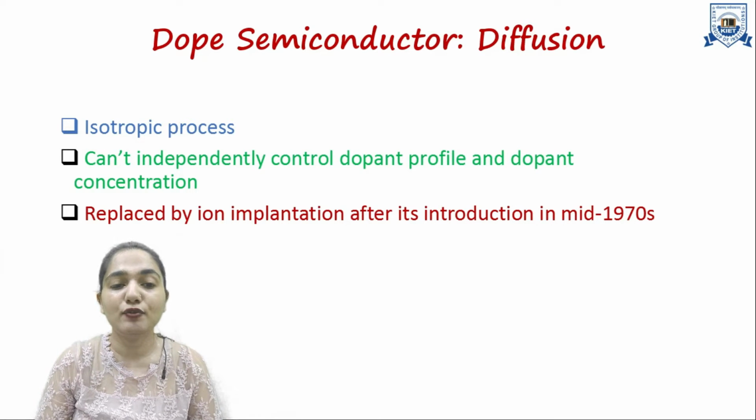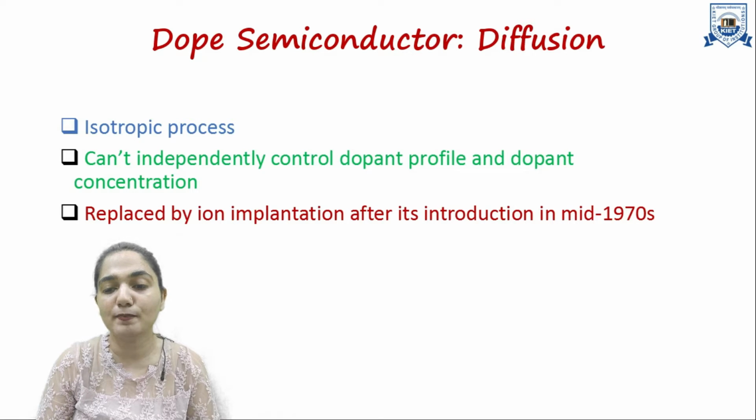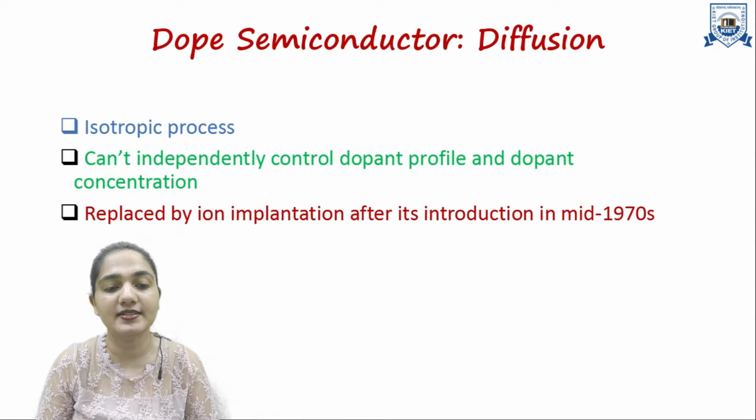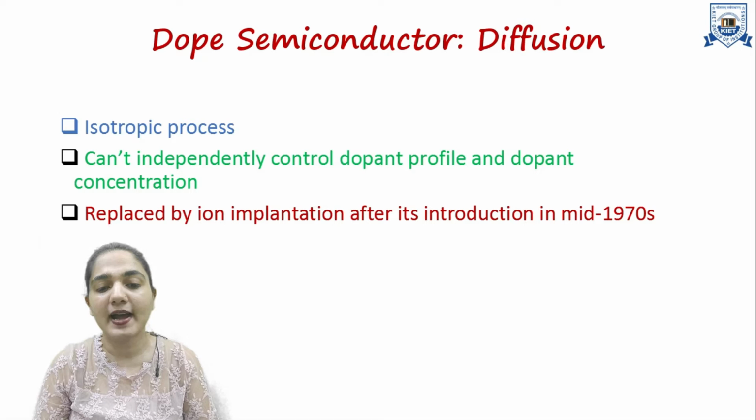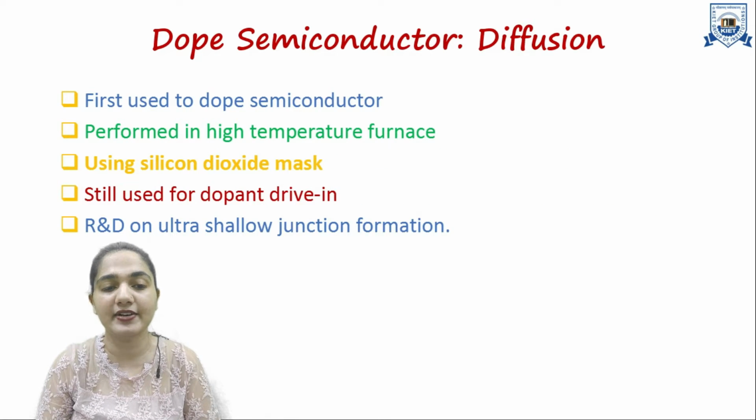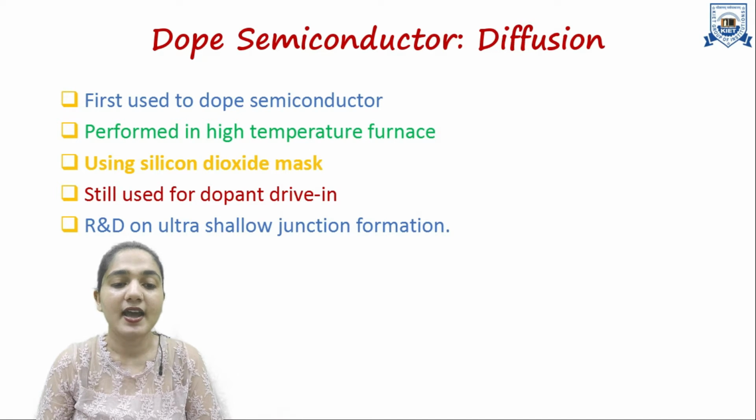Now, diffusion was an isotropic process. It cannot independently control the dopant profile and dopant concentration. It was replaced by ion implantation after its introduction in the mid 1970s. Diffusion was first used to dope semiconductors. It is performed in a high temperature furnace, using a silicon dioxide mask. It's still used for dopant drive-in in R&D on ultra shallow junction formation.